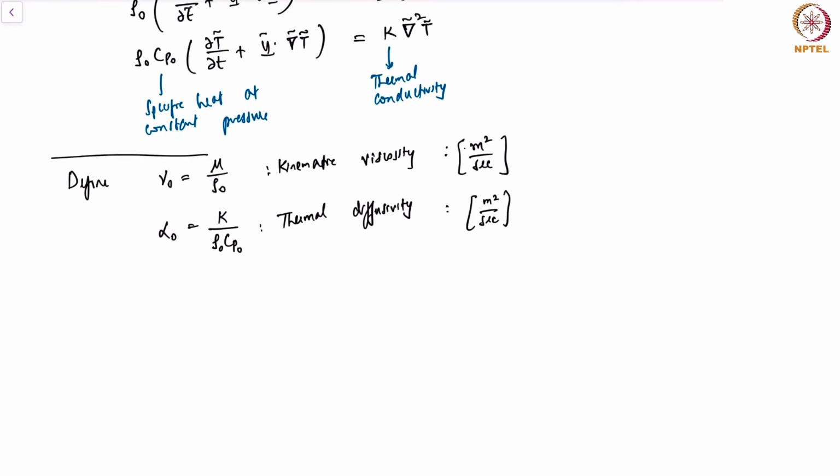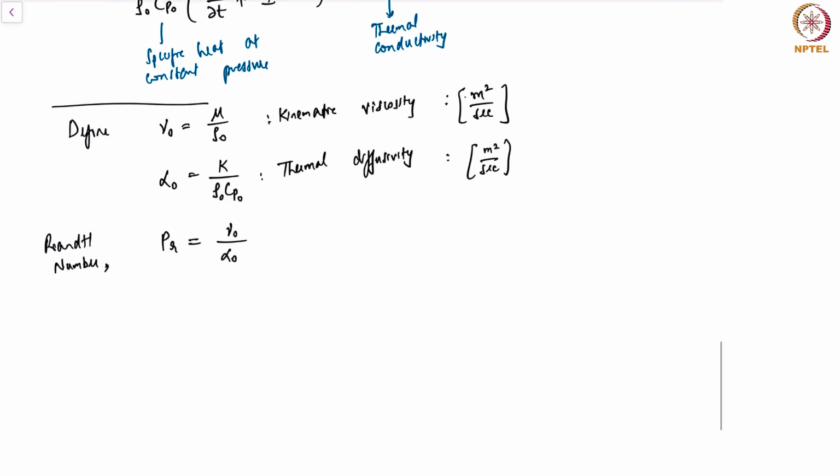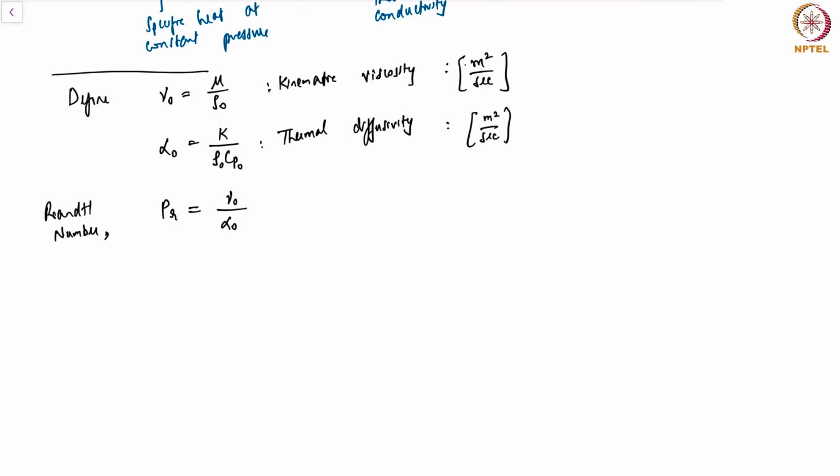Okay, so now we can immediately define a new parameter called the Prandtl number. Ludwig Prandtl was the creator of boundary layer theory. He's also called the father of modern fluid mechanics, and so the Prandtl number essentially would be nu naught by alpha naught. Okay, so now that we have this, we can proceed with non-dimensionalization.